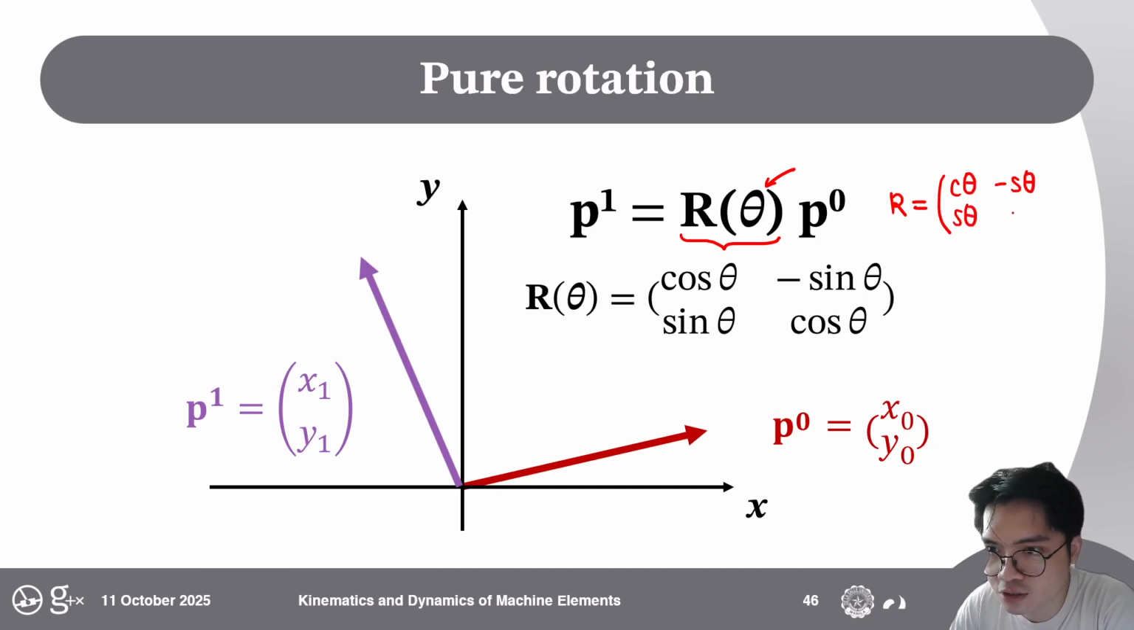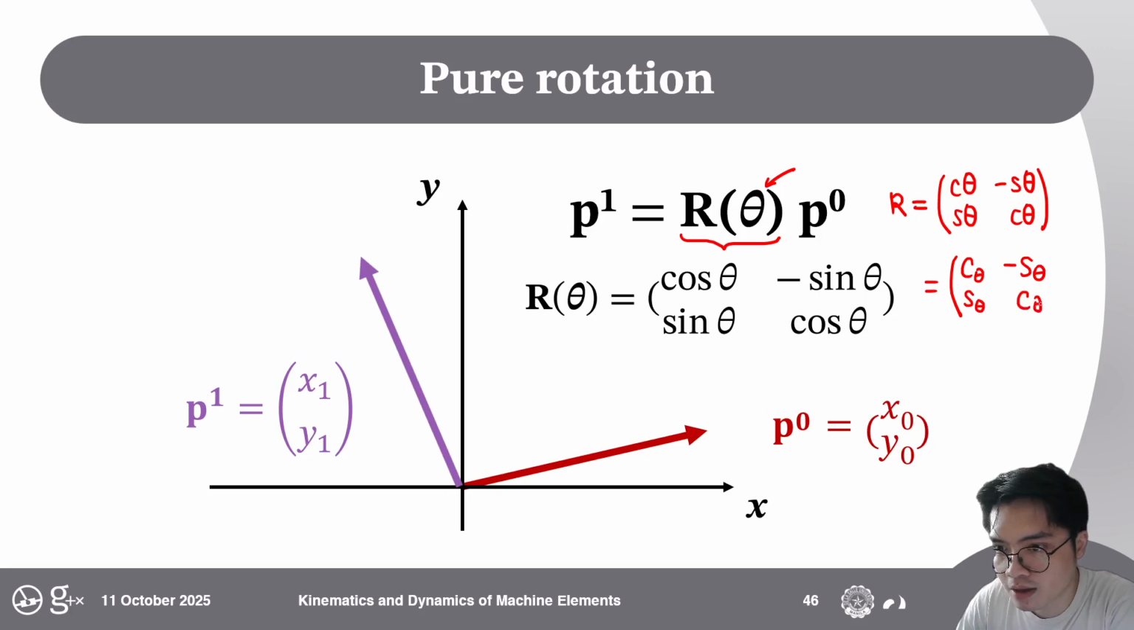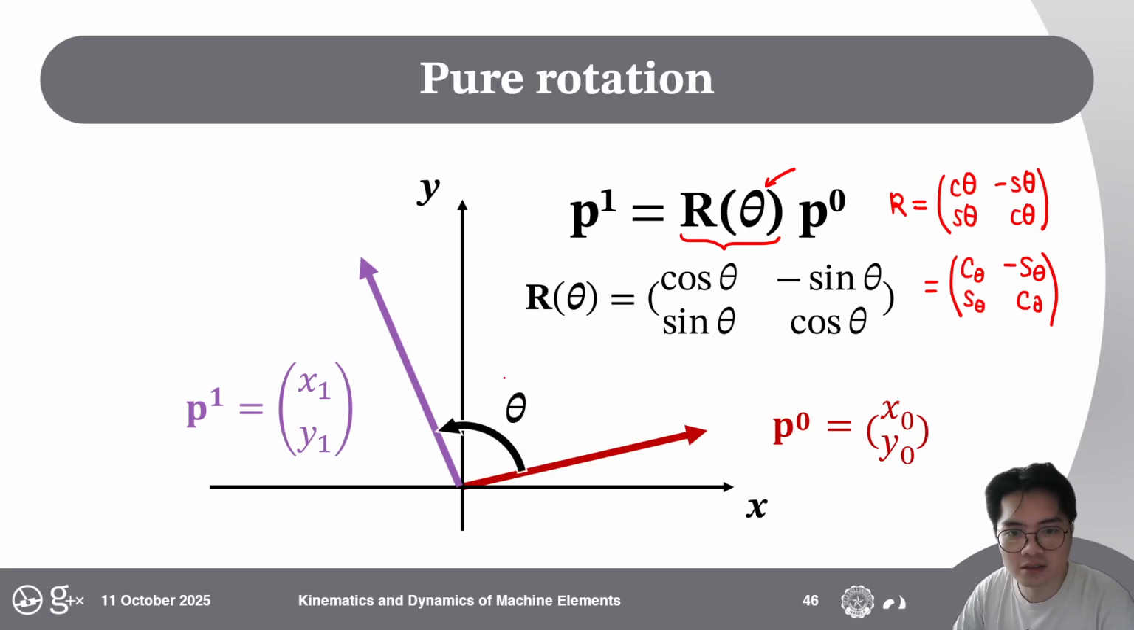Hopefully this is still understandable to you guys, right? Sometimes they even do it like this: C sub theta, negative S sub theta, and then S sub theta, and then C sub theta. This is also acceptable, right? I can accept any of these things. And the thing about this is that they are dependent on this angle right here. And notice, this is always counterclockwise positive.